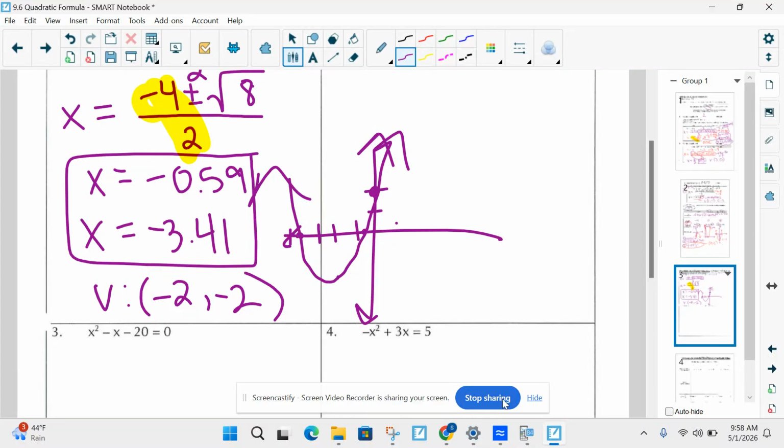Homework is due on Monday. Show all your work. Don't forget about your graphs. If you want to, staple.